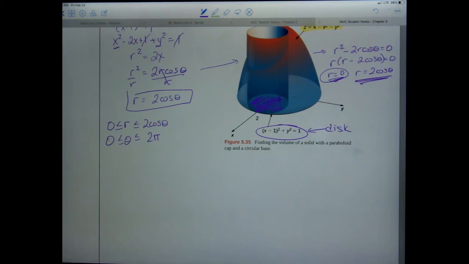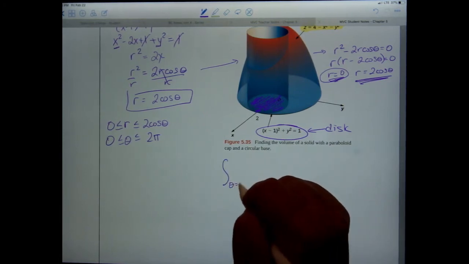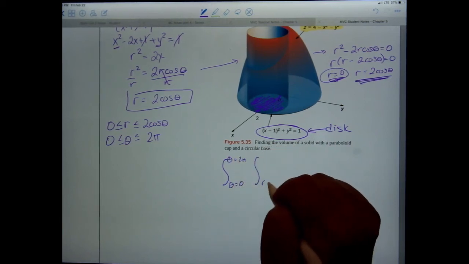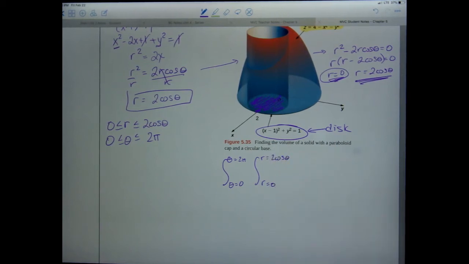Okay? So, the disk itself has now been changed to polar. And I know that when I set it up, it's going to be theta equals 0, theta equals 2 pi, and then it's going to be r equals 0, r equals 2 cosine theta. But now I don't know what goes inside yet. I've been given an equation, but the equation is in terms of x and y.